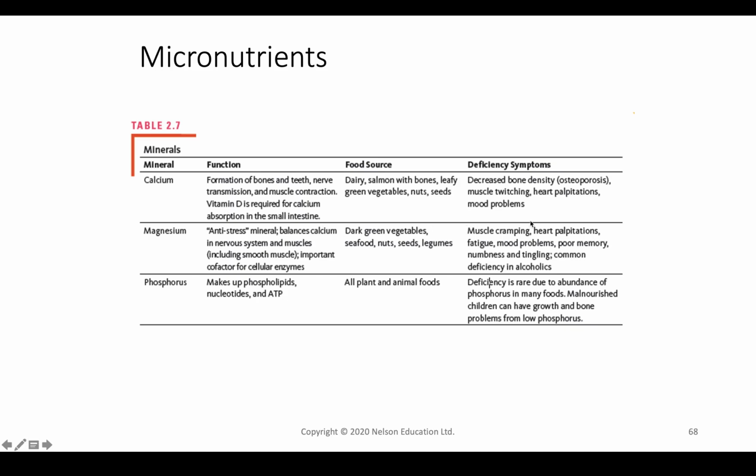If we have a deficiency in calcium, we can have a decrease in bone density, known as osteoporosis. This typically happens as we get elderly, particularly in women, because women, especially women who have borne children, may have had their bones depleted of calcium during the process of creating those kids and might not have restored that calcium. It can also cause muscle issues like muscle twitching and heart palpitations, as well as mood swings and mood problems.